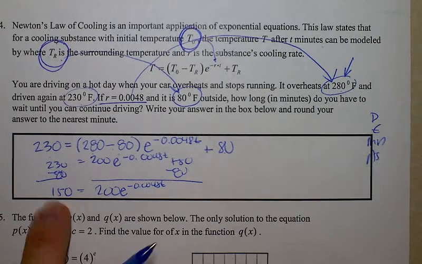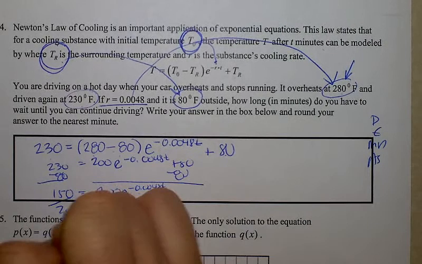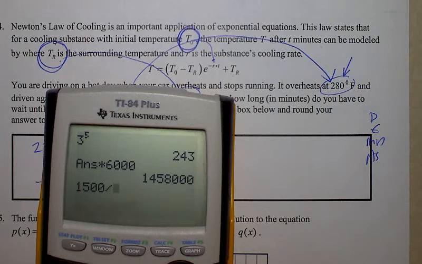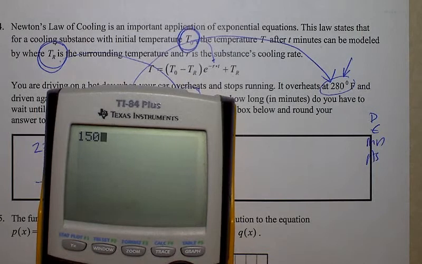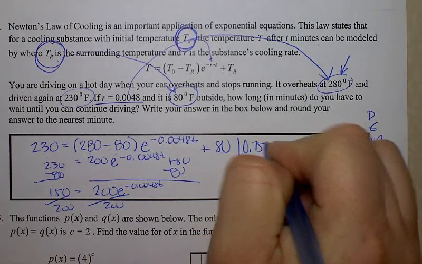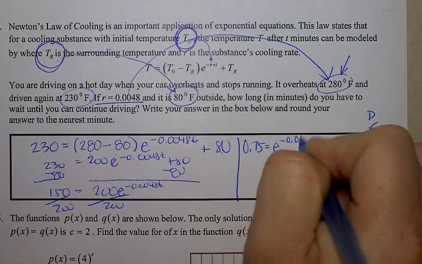Please divide by 200. If it turns into a nice decimal, great. And if not, we'll just reduce the fraction. And we're going to see that it is a nice decimal. Some of you can just do this in your head. We get 0.75. So the left-hand side is 0.75 equals e raised to the negative 0.0048t.